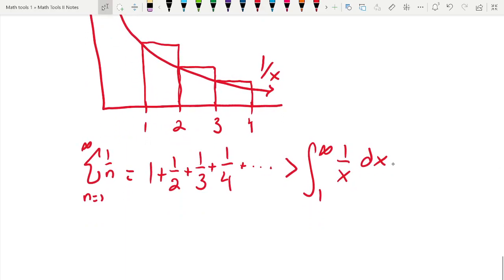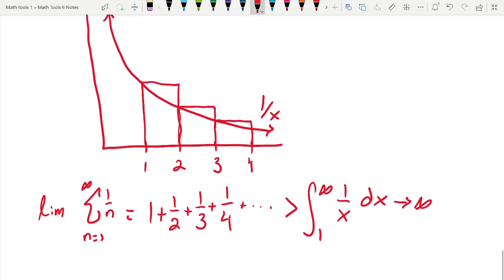So because this one is diverging and this one is greater than it, if we're looking at the limit, this one would also be going to infinity, because we have something smaller than it that is going to infinity. So that means that the larger thing also has to be going to infinity, because it's always going to be larger. Okay. So that's kind of the idea here.